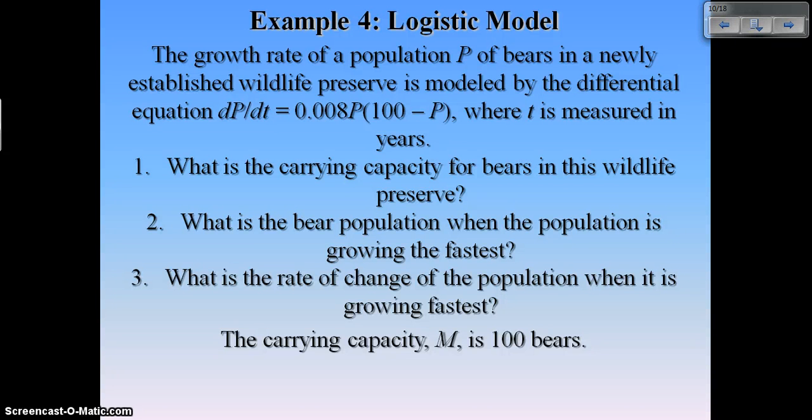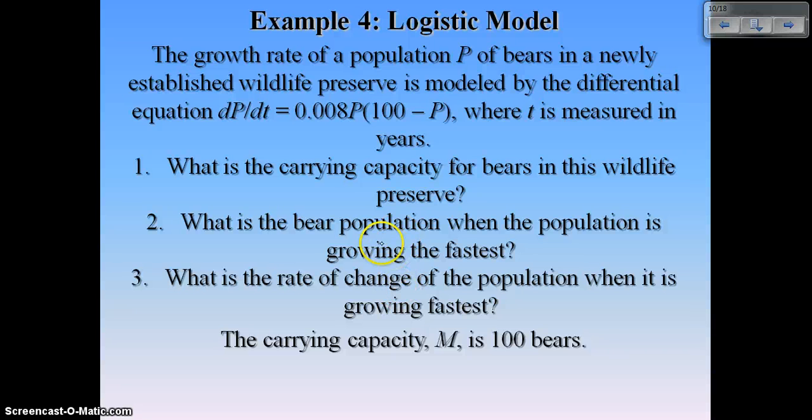Alright, ladies and gentlemen, let's try now for a fourth time to see if we can finish this video. We had just determined at the end of the last video that the carrying capacity M for this bear situation was 100. That's the 100 right here, M minus P. Next question: what's the population when the population is growing fastest, and what is that rate of change?